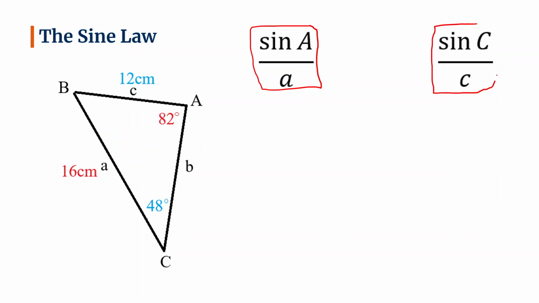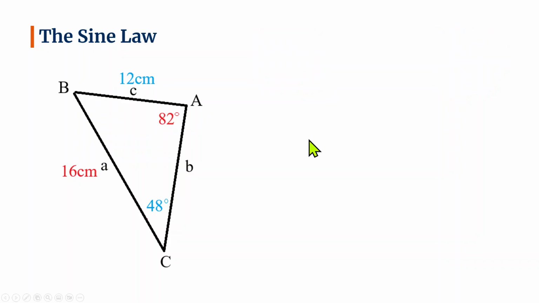whatever the value of this fraction is, it's the same for every angle and side pair within a triangle. Okay, that's what it is. It's a rule that we know about, that we can use to calculate things in a triangle.